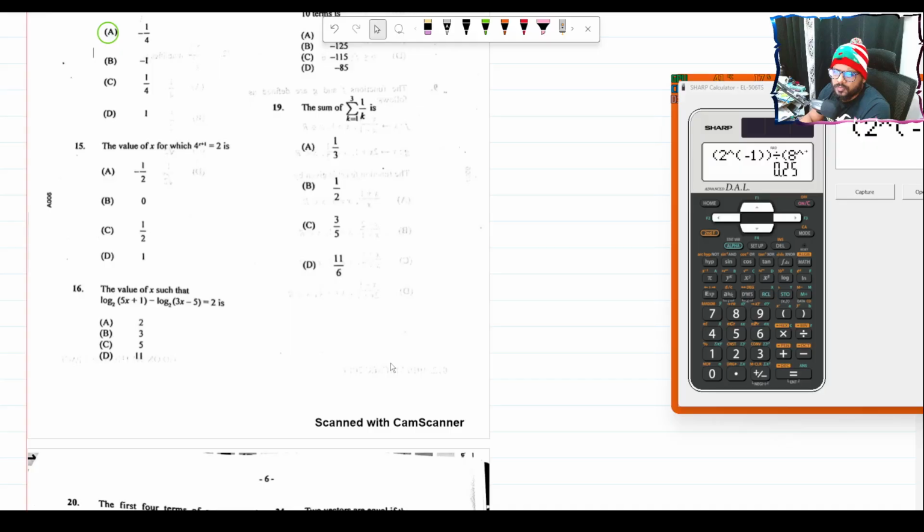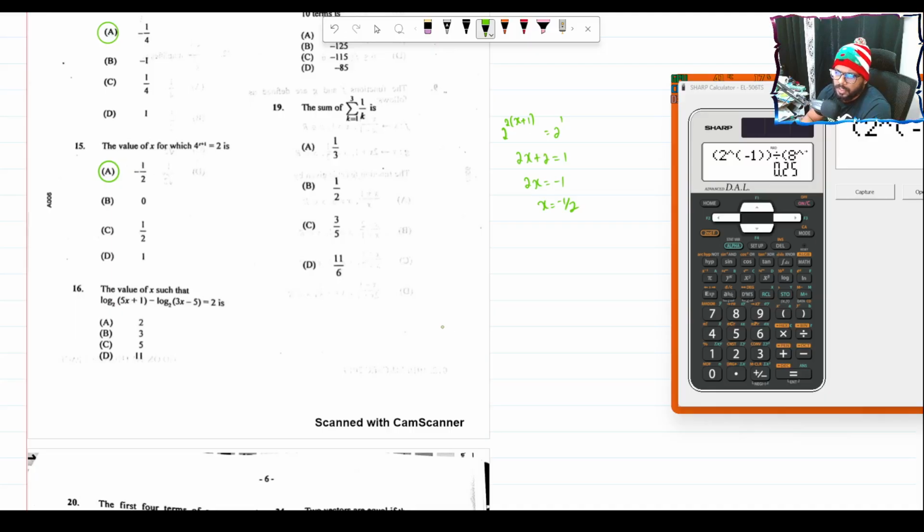The value of x for which 4 to the power x plus 1 is equal to 2. That is 2 to the power 2 into x plus 1 is 2 to the power 1. So 2x plus 2 is equal to 1. Move the 2 across. 2x is minus 1. X is minus a half. Answer is A.